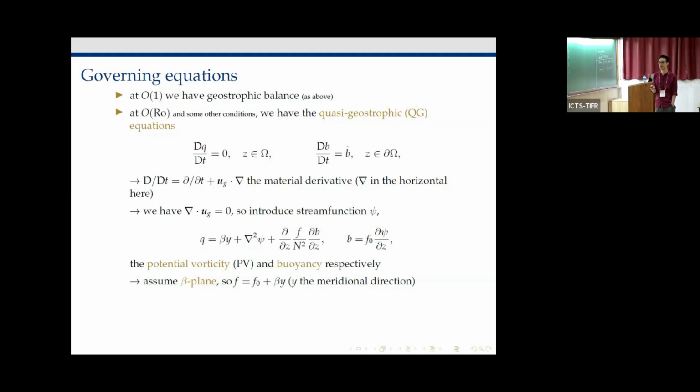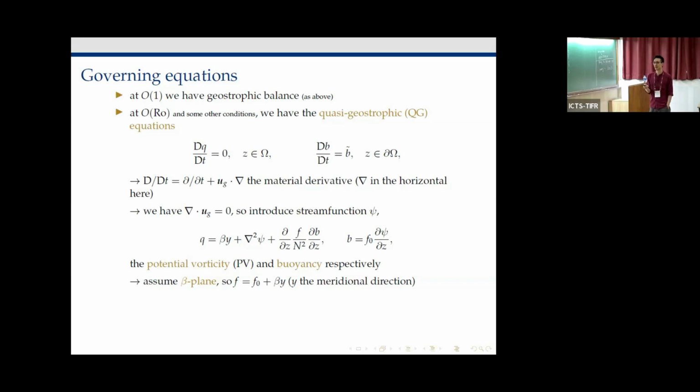Here I would assume is beta plane, so instead of looking over the sphere, I'm just taking a tangent plane, and I'm going to take the Coriolis effect to be represented by this beta. So there's a latitudinal variation of your horizontal Coriolis effect. I'm going to represent that as beta.